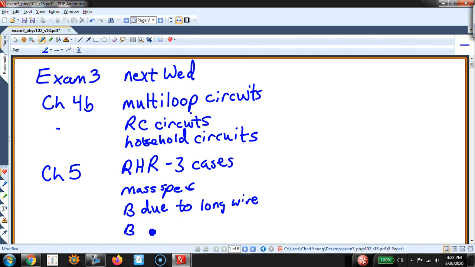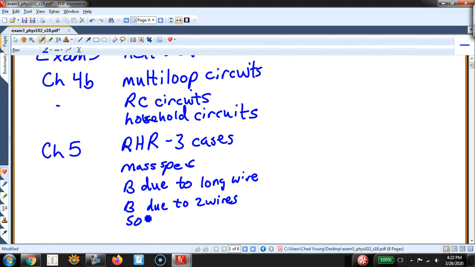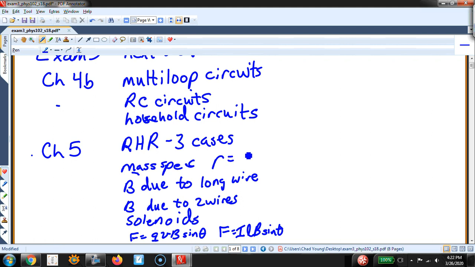The magnetic field due to 2 parallel wires. Let's see, solenoids. Hopefully I'm getting all these. It's going to be all of the chapter, so I'm just trying to remember what all the different topics are. Finding the force, that's F equals QvB sine theta. And then also F equals ILB sine theta. This mass spec, by the way, was using this equation, R equals mv over QB. I think that's right. I think that's all for chapter 5.